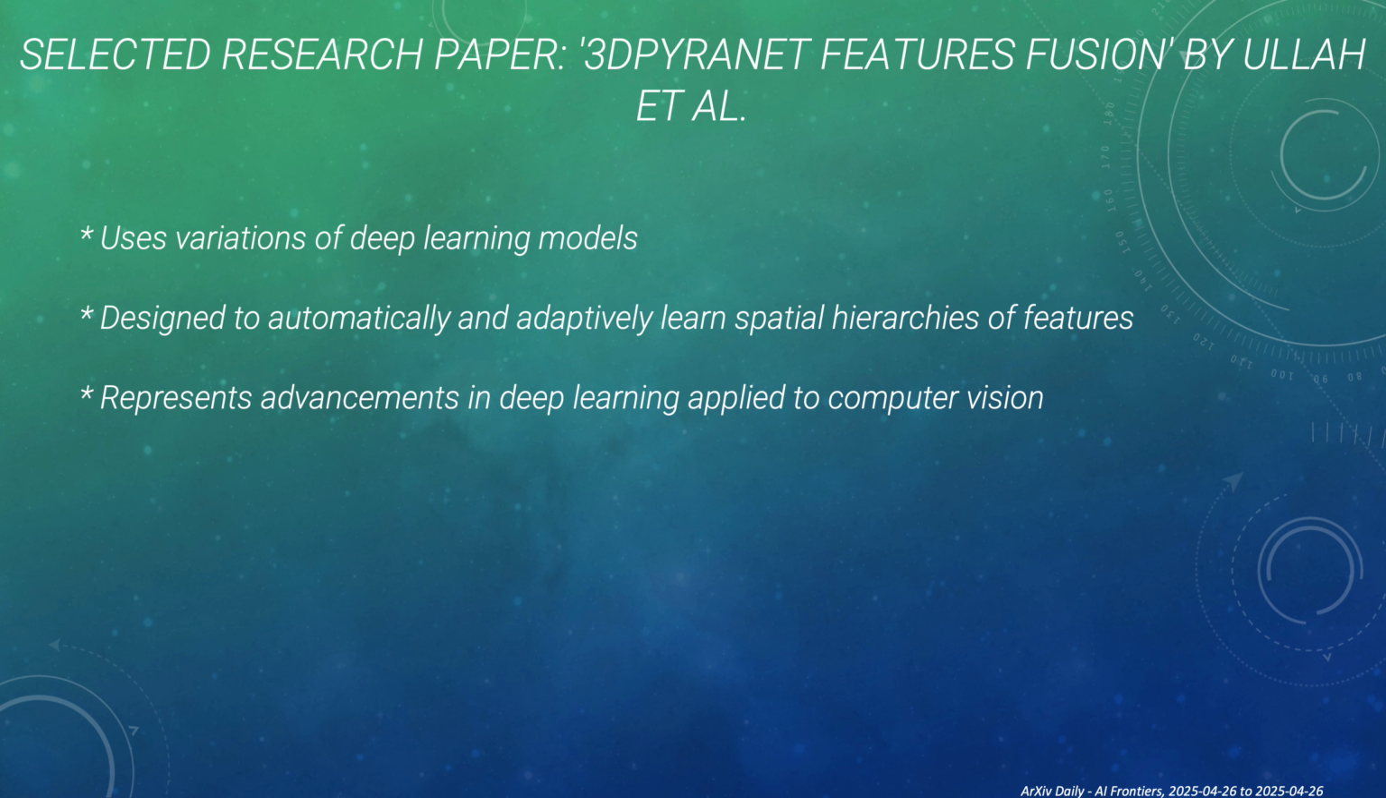Taking a closer look at the research paper, 3D PyRNet Features Fusion for Spatiotemporal Feature Learning by Ola et al., it is clear that the application of variations of deep learning models designed to automatically and adaptively learn spatial hierarchies of features represents significant advancements in deep learning applied to computer vision.